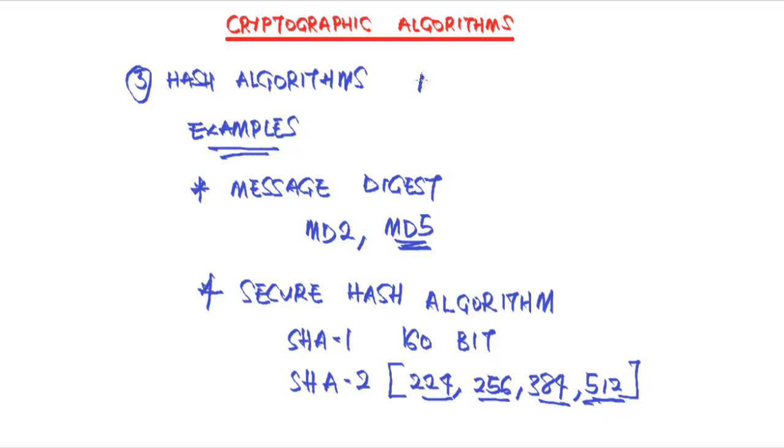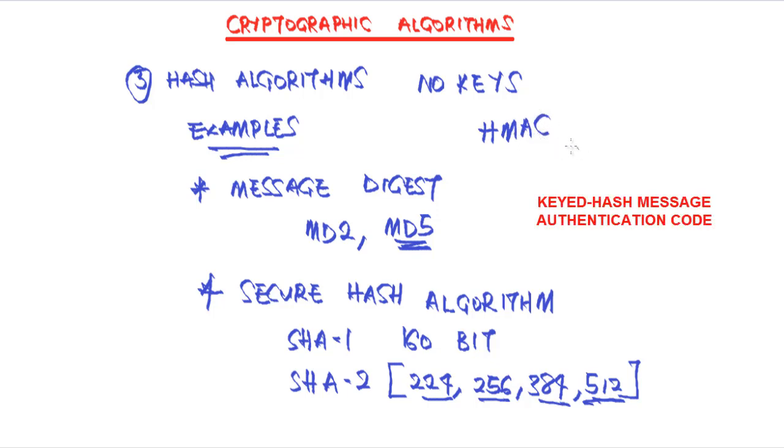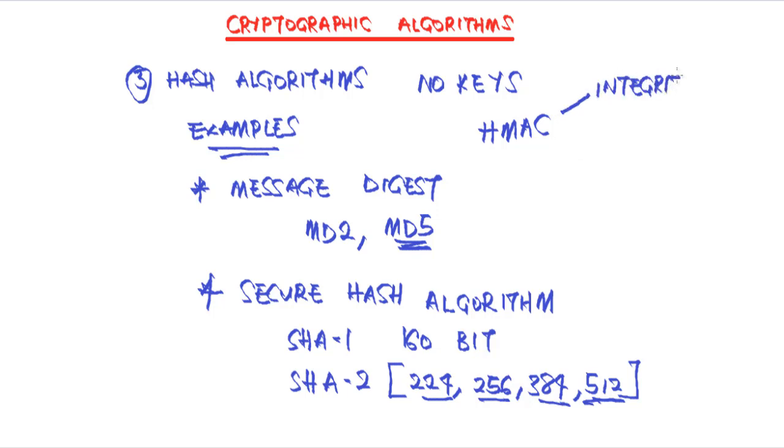Normally, hash algorithms do not use keys, but when a secret key is also used with the algorithm, then the result is HMAC. HMAC basically stands for Keyed Hash Message Authentication Code. So it not only provides integrity, it's also able to provide message authentication.